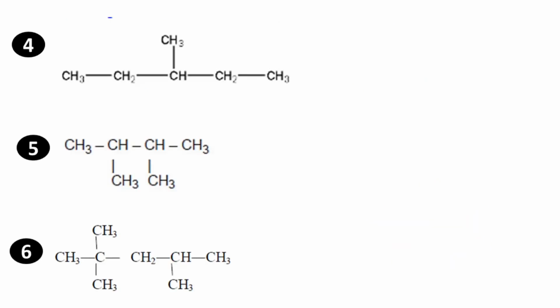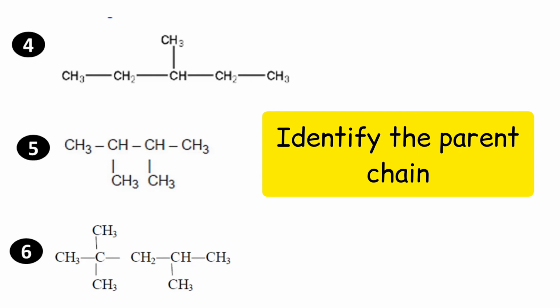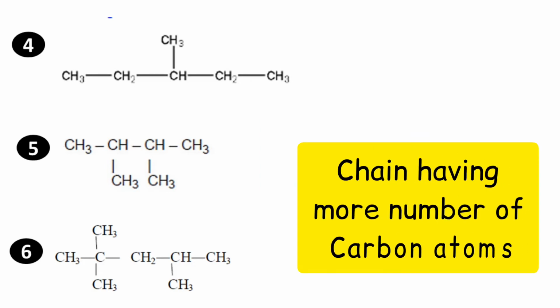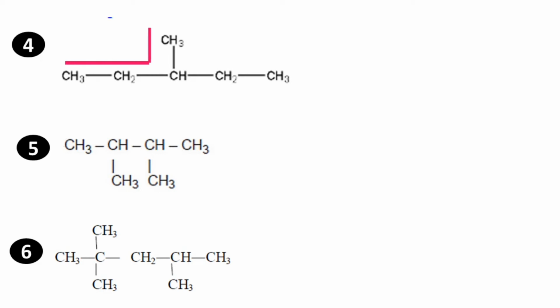In question number 4 also, we have a main chain and a branch. So first identify the parent chain. The parent chain should consist of more carbon atoms. Here you have two chains. In one of the chains there are 4 carbon atoms, and in another chain you have 5 carbon atoms. So we choose the chain which consists of 5 carbon atoms as the parent chain. And since the number is 5 and it is an alkane, the root word or the parent name is pentane.